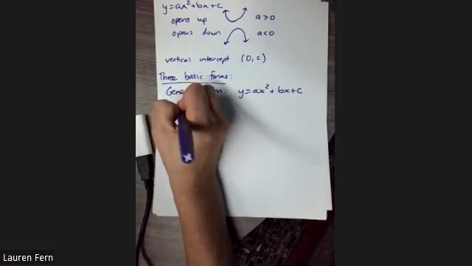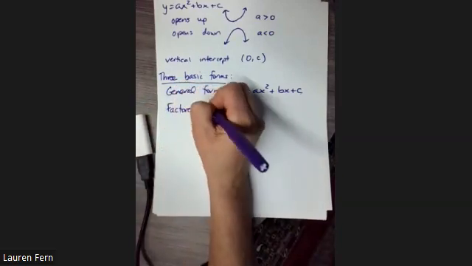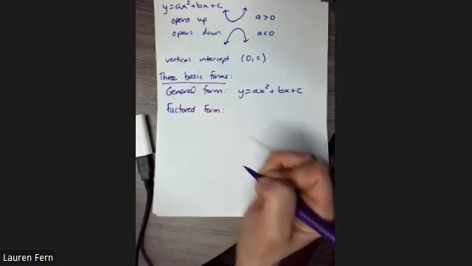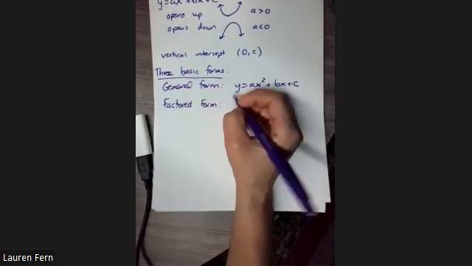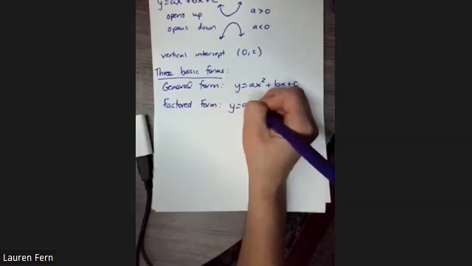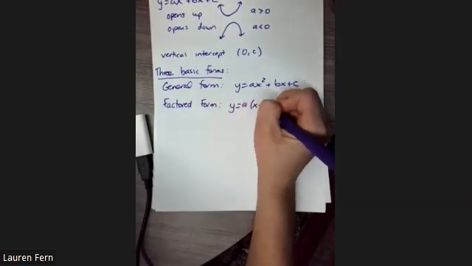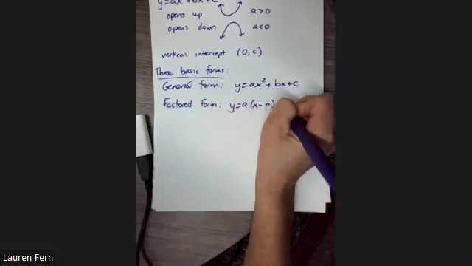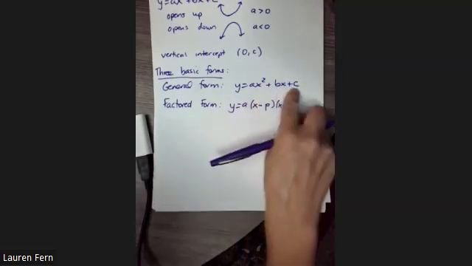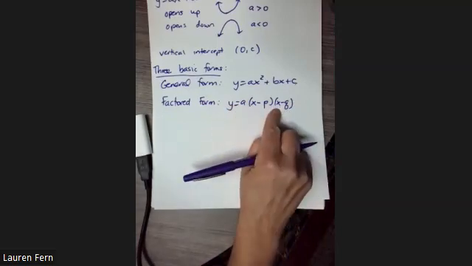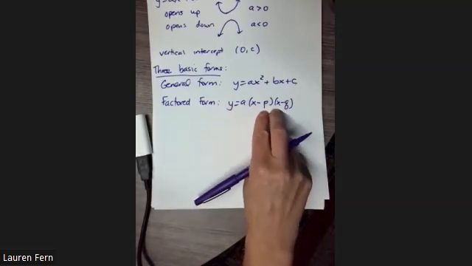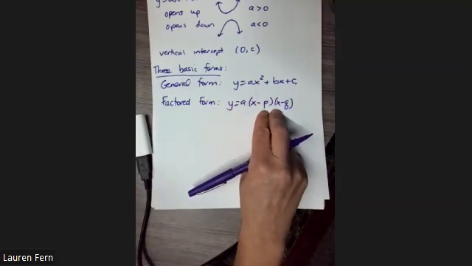Another form that we're going to encounter, which is really useful, is what we call our factored form. And our factored form means essentially that we factored it. Okay, not every quadratic can be factored, but when we can factor it, the beautiful thing about the factored form is you can read off your horizontal intercepts or your zeros.